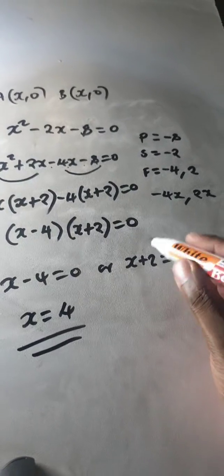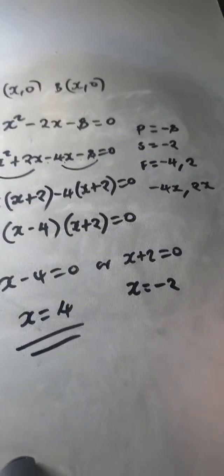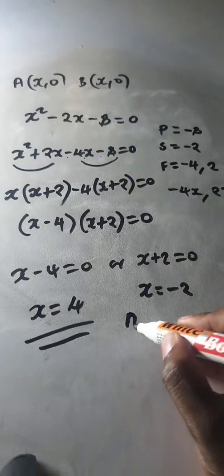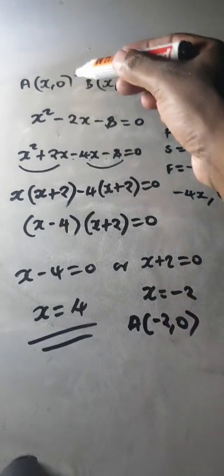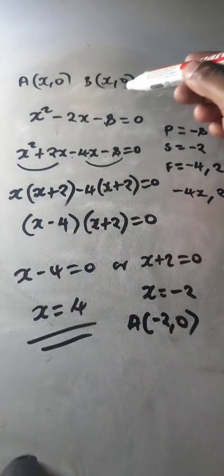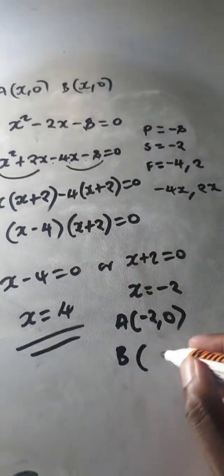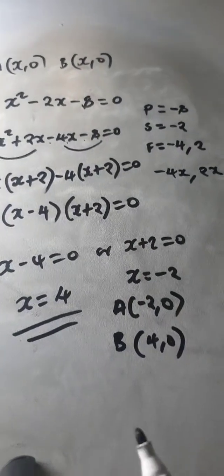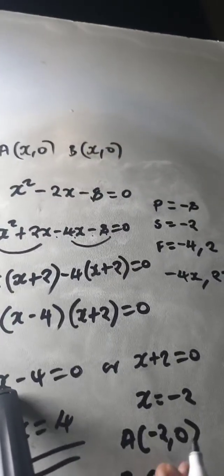Then positive 2 on the right side, by additive inverse it becomes negative 2, so we get negative 2. Like I said, a is in the negative, so this will be the coordinate for a, which is negative 2, 0. For b it will be 4, 0. These are the coordinates for those roots, for those points.